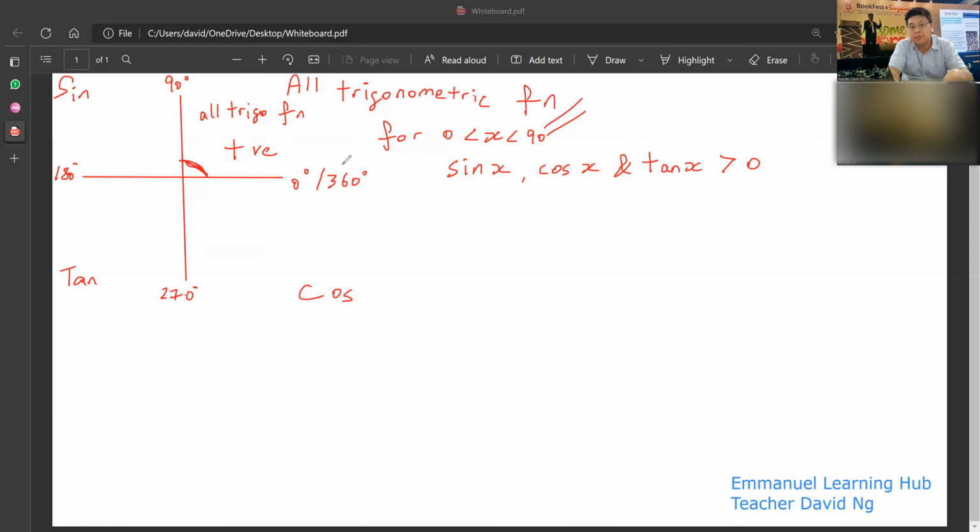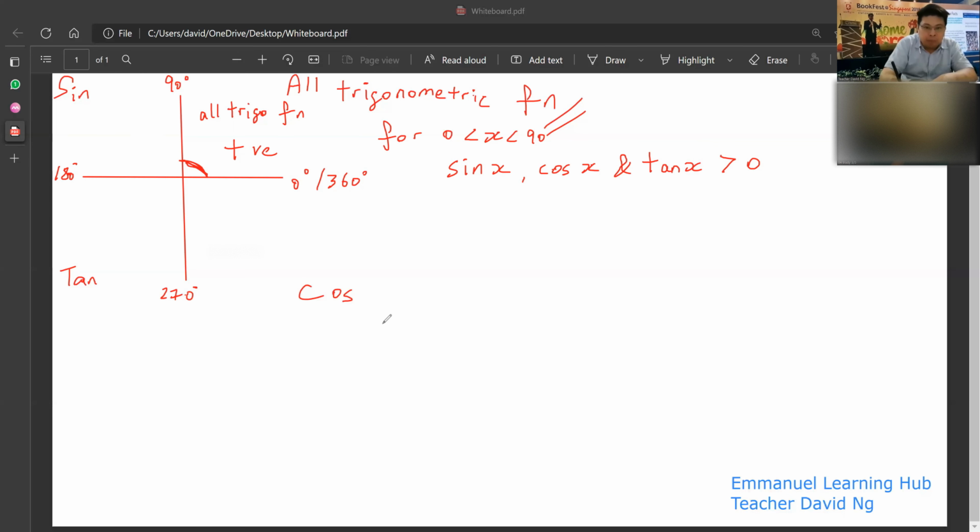Like sine 90 is 1, cosine 90 is 0, tangent 90 is infinity. But 89 degrees, they are all positive. 0 degrees and 90 degrees are special angles. Correct? You press the calculator, for example, you use 50 degrees as the test. Sine 50 degrees, make sure it's in degree mode, will give you a positive answer. Cosine 50 degrees will give you a positive answer. Tangent 50 degrees will give you a positive answer. You can press the calculator now to verify.